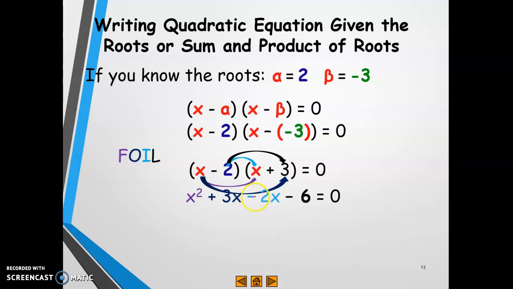Then you combine the like terms. 3x minus 2x gives us positive x. So x squared plus x minus 6 is equal to 0, right?